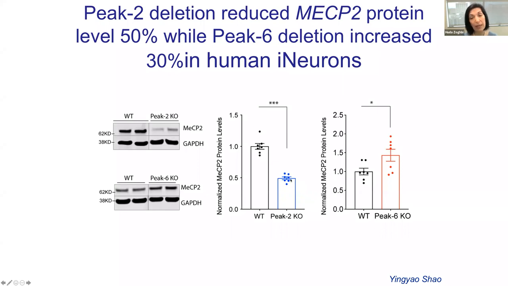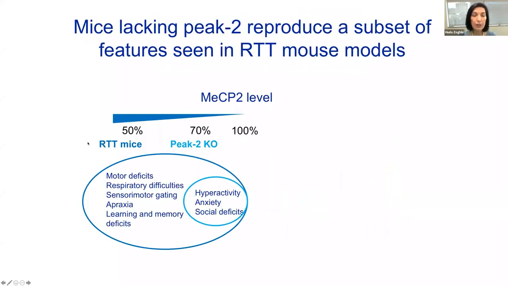So given that we had mice that decrease it by 50 or 30% and mice that increase it by 50%, we asked, what do these mice look like? And here you see the data. Rett mice have all of these features. Mice that have 50% reduction of the protein have most of these features. But we noticed that the mice that only lack 30% of the protein in their brains, so the peak 2 deletion, don't have all the features. They only have hyperactivity, anxiety, and social deficits. So they have just a subset of the features.